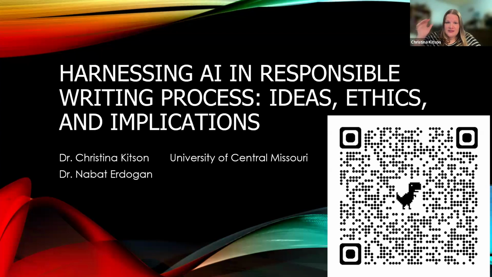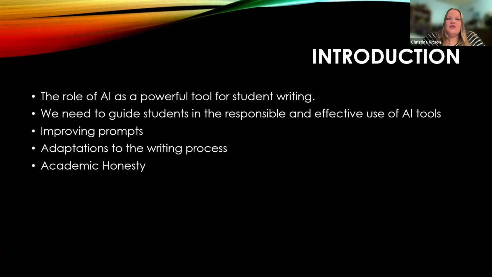We're talking about harnessing AI and responsible writing. First of all, the role of AI is a powerful tool for student writing. As teachers, we need to help guide students in this process of using it responsibly and effectively and knowing which tools to use and when. Part of this lies in improving the prompts. Part of this is adaptations in the writing process itself, and always keeping in mind academic honesty, which is an important part of the process.